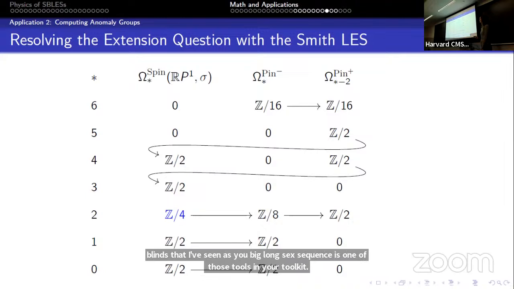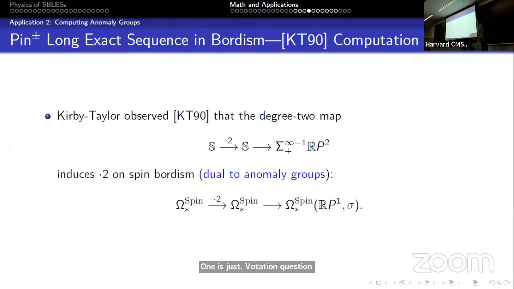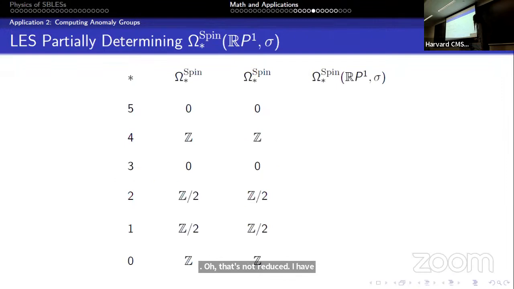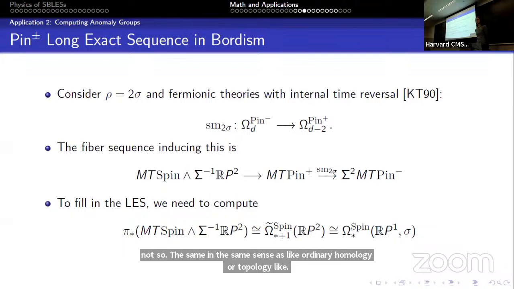Question? Yeah. Yes, maybe. So one is just a notation question. I think maybe two slides earlier you have some omega with a tilde on top. Oh, that's reduced. I have not been very careful about reduced versus unreduced. Let's see, that appeared here. Yes, this is reduced. It's in the same sense as in ordinary homology or cohomology, where reduced is where I take things relative to the point.